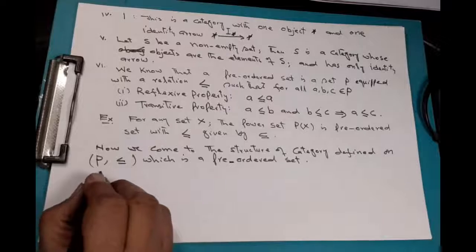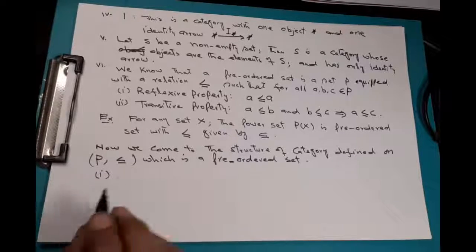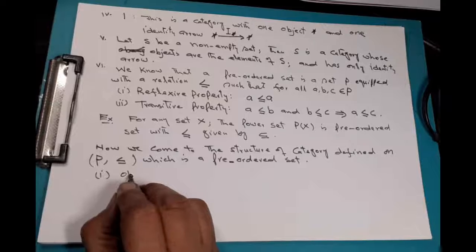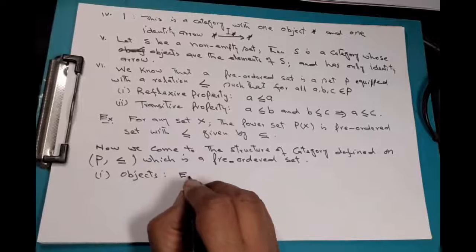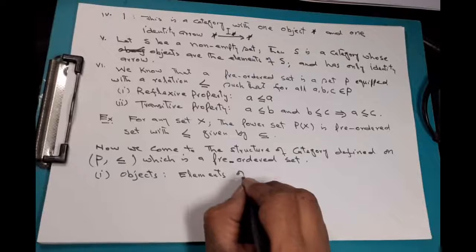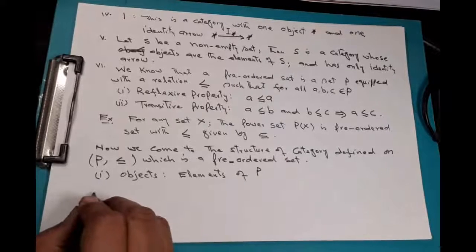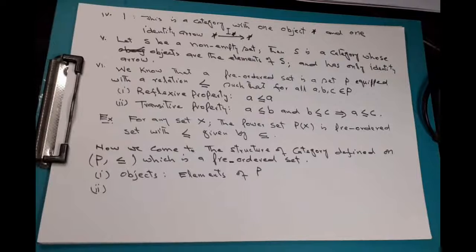So objects of this particular category are elements of the set P. So these are the objects. Secondly, we have to discuss that if we are given two objects or two elements of P, what hom is going to be. So let's see that.